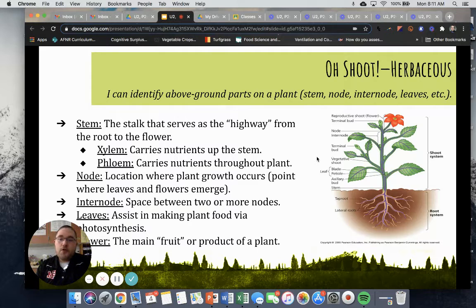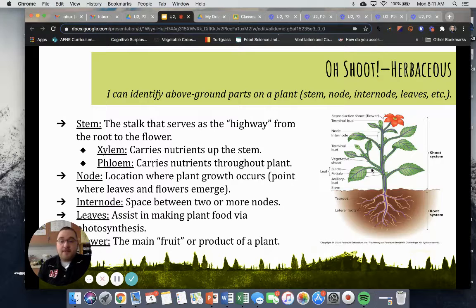The node is the location where plant growth occurs, the point where leaf and flower emerge. So right here would be an example of a node. This would be a node, this would be a node, this would be a node. You get the point, lots of nodes. And the internode is the space in between two nodes. In one of the previous videos, I talked about thinking of the stem as a highway. An exit would be a node going into a town, and the internode would be the space between two exits. Leaves are the green structures that assist in making food for the plant through photosynthesis.